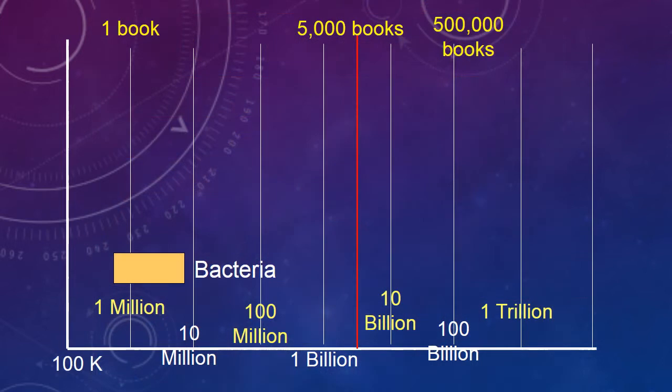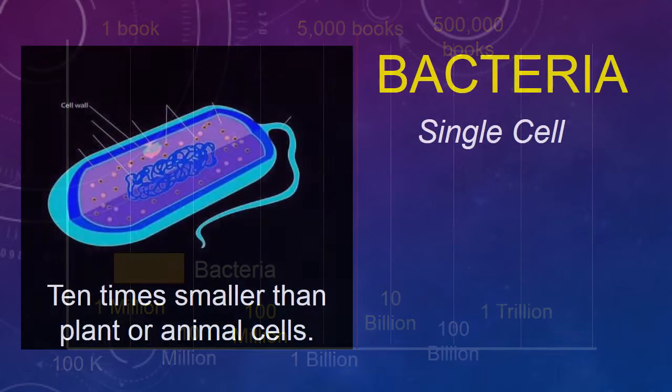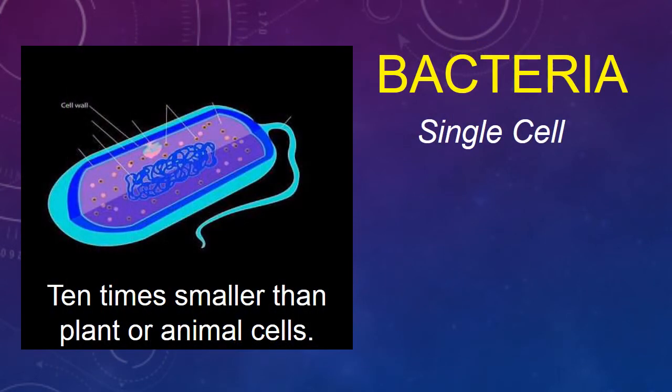This is showing the size in books at the top and in millions or billions of base pairs. The red line in the middle is the amount needed to build a human being. If we look on the far left, that's what we need for bacteria, from less than a book to a little bit bigger. The bacteria are single cells, and they're 10 times smaller than plant or animal cells. And you have a lot of these in your body. They're important for your digestive system.